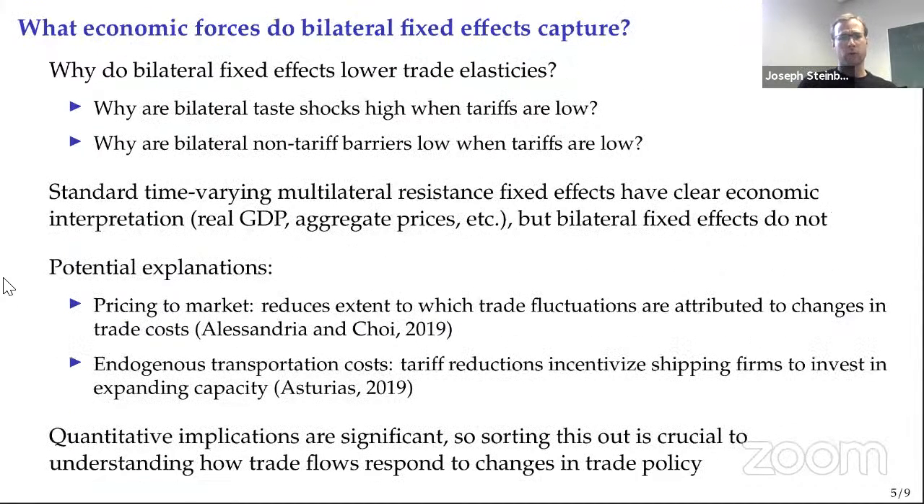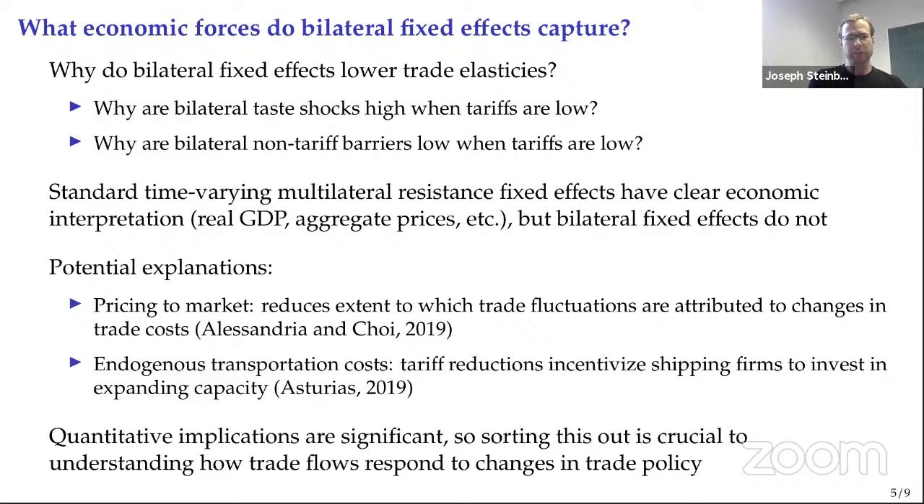More importantly, though, what is the economics behind the main results? And I think this slide is probably the one that I'm the most interested in understanding. This is not a criticism; it's more a call to arms. I think this paper prompts us to need to go out and try to understand this stuff. So why do bilateral fixed effects lower trade elasticities? That amounts to asking, why are bilateral taste shocks high when tariffs are low? Or, why are bilateral non-tariff barriers low when tariffs are low?